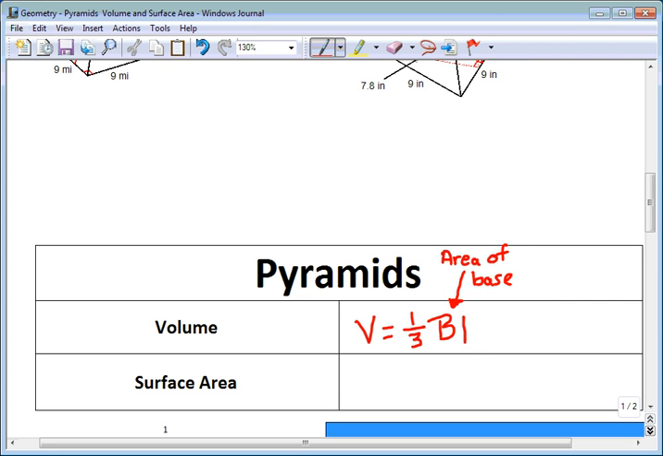Times the height of our solid. So we use a big H to represent the height of our solid.